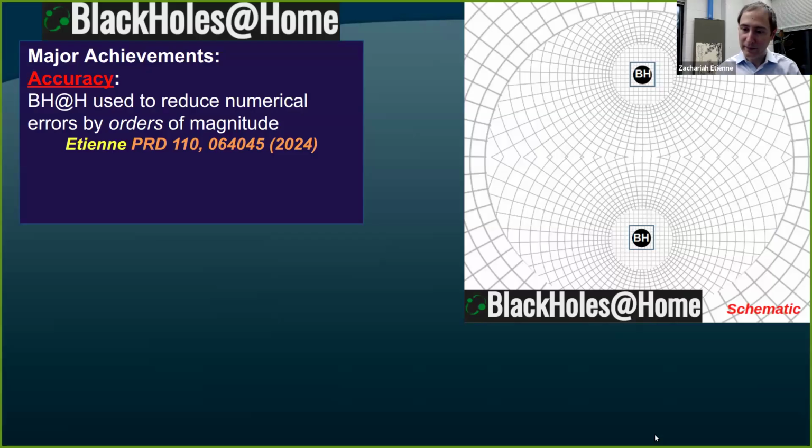Can you see it again? The last thing I saw is that you showed accuracy and your paper in PRD in 2024. Is it correct? Yeah, that was pretty close. Can you see my screen now? I don't see any change. Maybe that's from my side. I see the Black Holes at Home slide with the accuracy thing on it. It just says accuracy. It doesn't say efficiency. Dang, I'm sorry. That's weird.